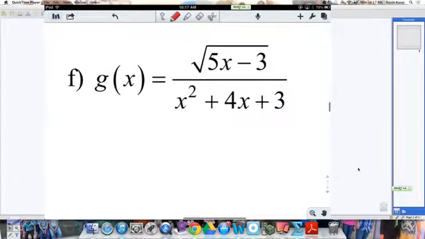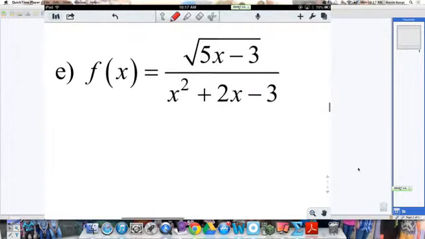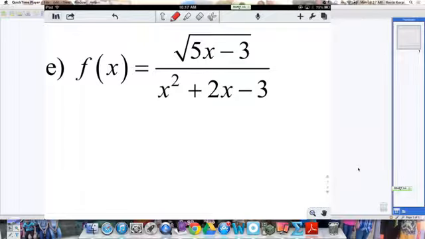Okay, the next 3 are all very, very similar. The only difference is their denominator. We'll do E together, and then I'm going to let you do F and G, give you about a minute for each of them, because it's going to be very similar. And I'll pass back some papers while y'all are doing that, and kind of check on how you're doing it.